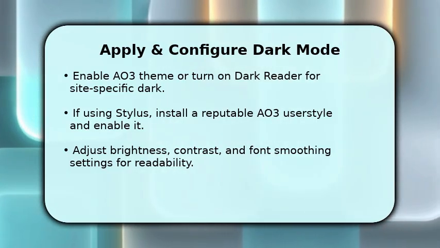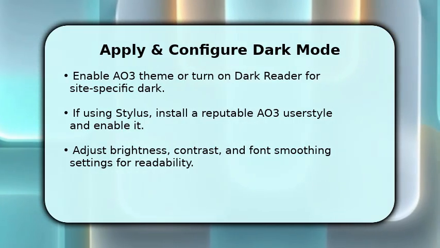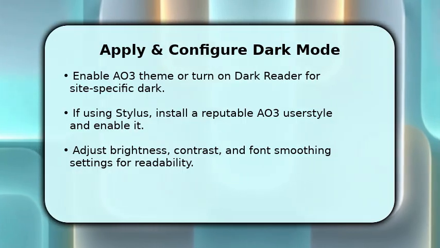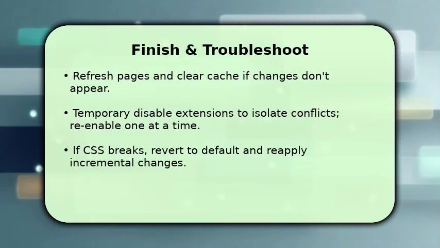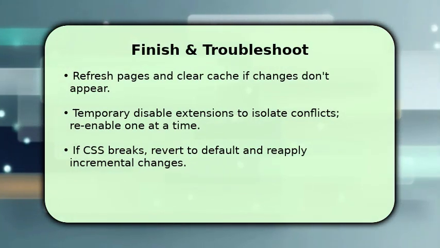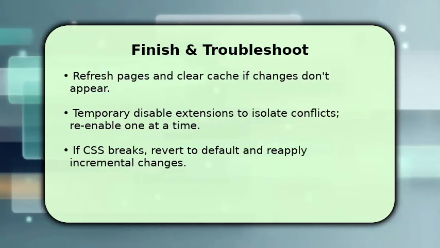Once done, check multiple pages, works, bookmarks, and reading pages to ensure consistent background, link color, and comfortable contrast across the site. Finish by refreshing Ao3 and clearing the browser cache so new styles load reliably. Make sure your extension or preference is set to run on Archive org specifically.